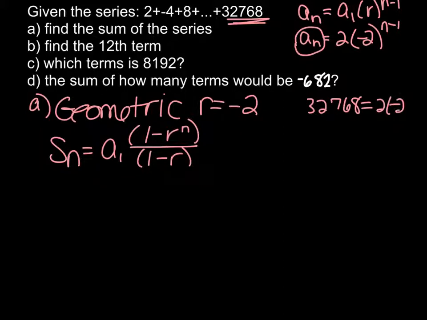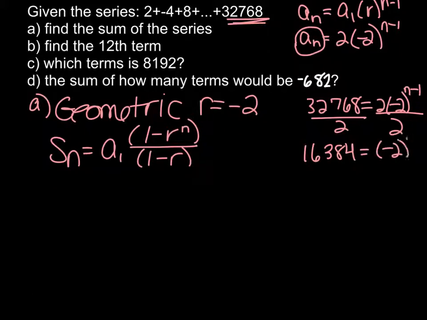We cannot multiply the 2 and the -2 because -2 has an exponent, so I'm going to get the number with the exponent by itself. This gives me 16,384 equals -2 to the n minus 1. I cannot divide by a -1 because the -2 is being raised to the power. So I need to rewrite 16,384 as a power of -2.